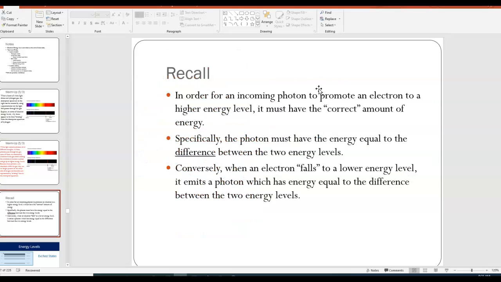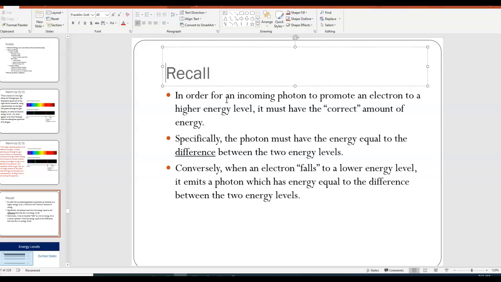Okay, so in the last video, we did some calculations with photon energy. So just to recap, before that we were talking about the Bohr model of the atom. And in the Bohr model of the atom, you have different electron energy levels. And in order for an incoming photon to promote or excite an electron to a higher energy level, it has to have what I said was the correct amount of energy.